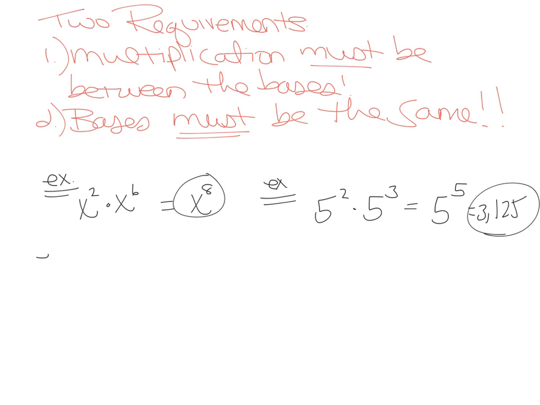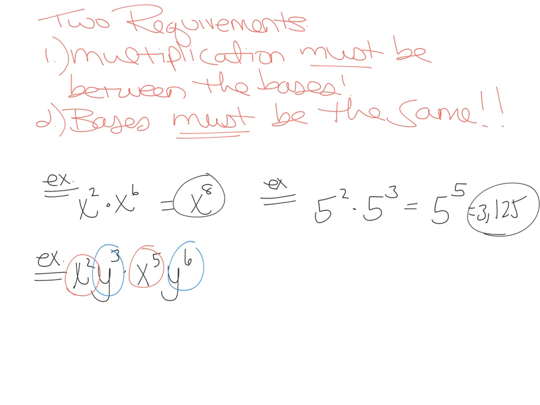Let's get a little more interesting. What if I had x squared y cubed times x to the 5th y to the 6th? At this point, everybody should be writing all of these practice problems in their notes, so please make sure you are writing them in. So notice x squared y cubed, x to the 5th, y to the 6th. Notice what operations between all of your variables? Multiplication. So, because multiplication is between them, I can group all my x's and group all my y's.